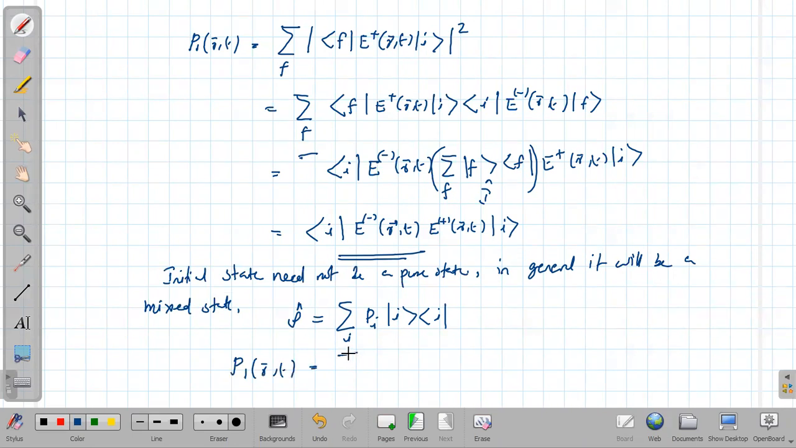Usually we write it as the trace of rho, E minus (r,t), E plus (r,t). Now this probability is called the first order coherence function, or the first order quantum coherence function, or quantum correlation function, denoted by the symbol G1 (r,t).